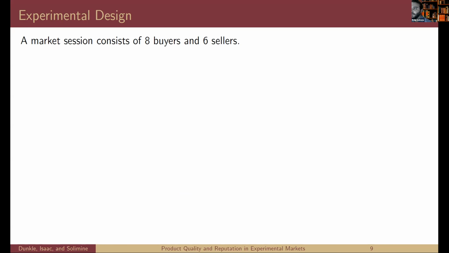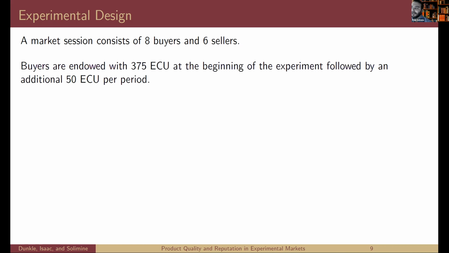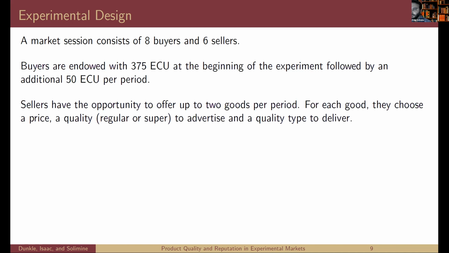A little bit more into the experimental design and some of the things I talked about earlier. A market session consists of 8 buyers and 6 sellers. I'd mentioned the endowment before. They're endowed with 375 ECUs at the beginning, followed by additional per period endowment. Sellers have the opportunity to offer up to 2 goods per period. For each good, they choose a price and a quality to advertise and a quality to deliver. So there's no reason for these qualities to be the same. They can advertise something that's different than what they deliver, and of course they do.